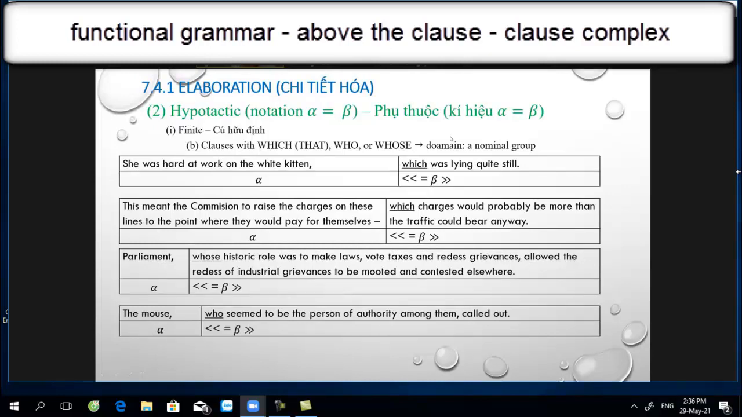And now we go with the which, that, who, or whose. And its domain, sorry, I have some typo here. Domain is just a nominal group. And the first example, she was hard at work on the white kitten, which was lying quite still. So which here modify for?